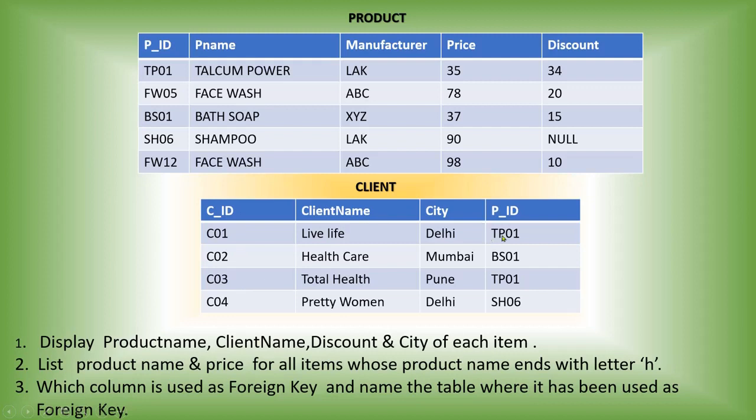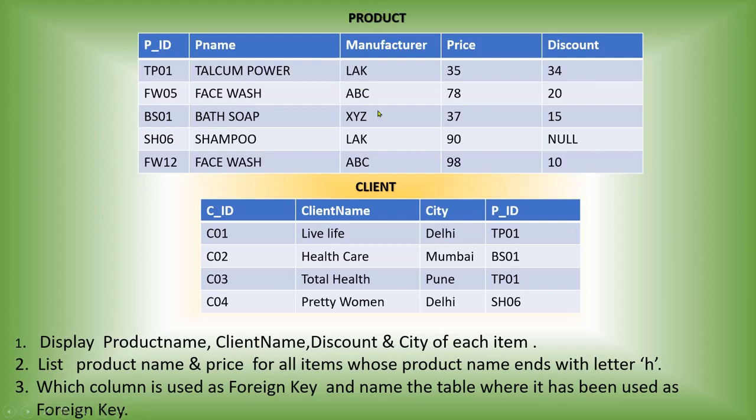You can see here PID. This PID is the primary key of the table product. In the product table, PID is the primary key. So when you consider the client table, this PID is known as the foreign key. The PID of the client table is the foreign key, and the same PID in the product table is the primary key.